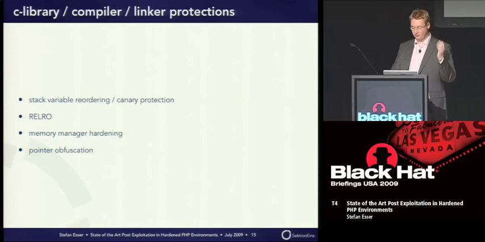Of course, you have all these memory manager hardenings in the C library. And normally in new C libraries, you also have obfuscation of pointers. So when you have these setjmp and longjmp functions, for example, then you can't just change the structs on glibc because some of the pointers in there are protected.